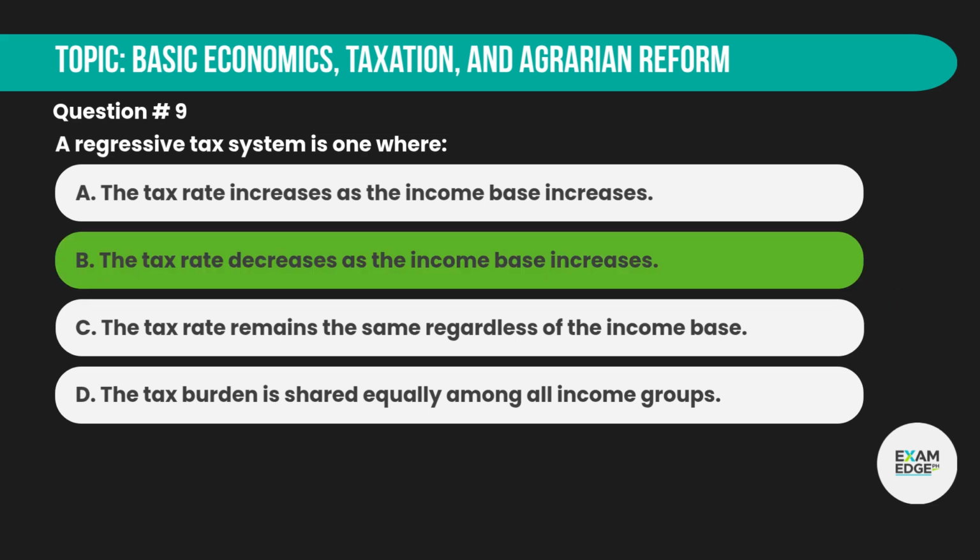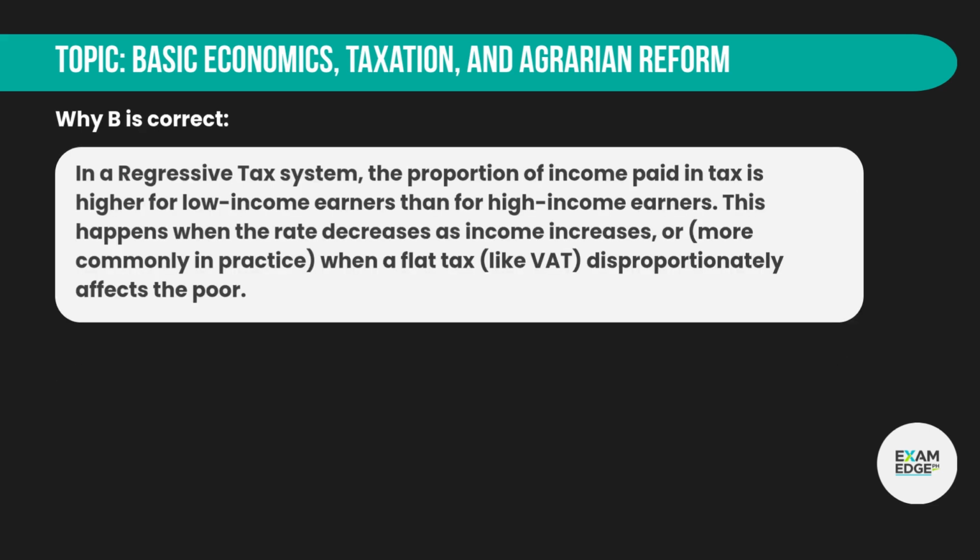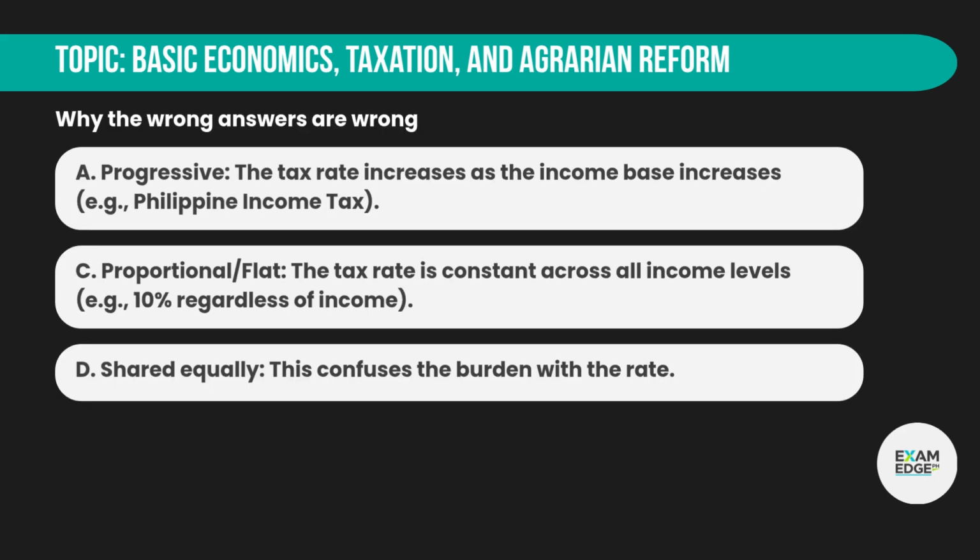Correct answer, B. The tax rate decreases as the income base increases. Why B is correct? In a regressive tax system, the proportion of income paid in tax is higher for low-income earners than for high-income earners. This happens when the rate decreases as income increases, or, more commonly in practice, when a flat tax, like VAT, disproportionately affects the poor. Why the wrong answers are wrong?